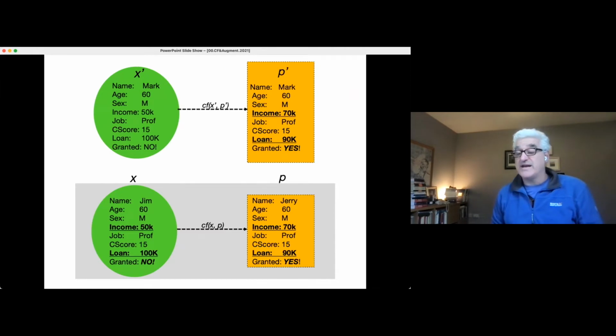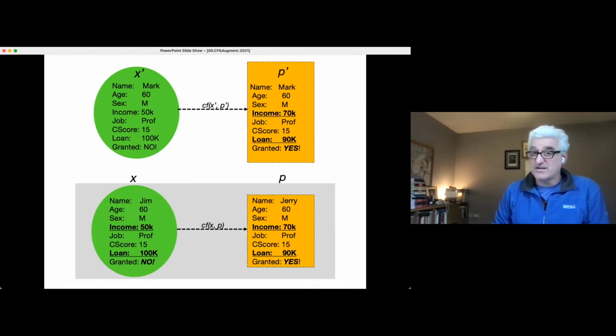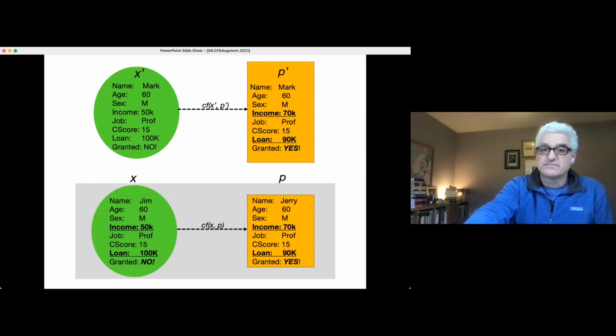And so in doing this, we can produce this P prime, which is a sort of adaptive parallel to the original P. And it says something like, well, Mark, if your income was 70K now, and if you asked for a lower loan of 90, then you would possibly be granted the loan. And this, of course, is the explanatory counterfactual that this system would produce to say, this is the reason why you didn't get the loan, essentially. So if these features changed, then you would get the loan.